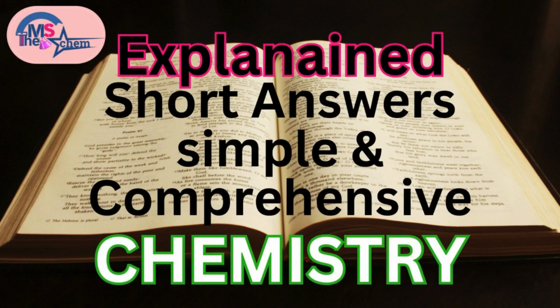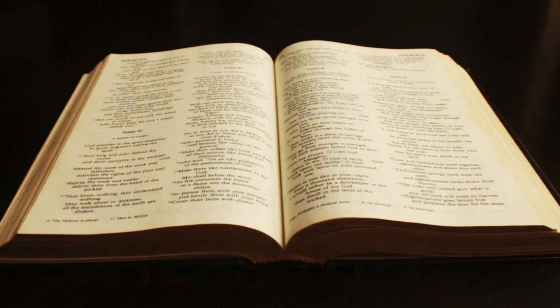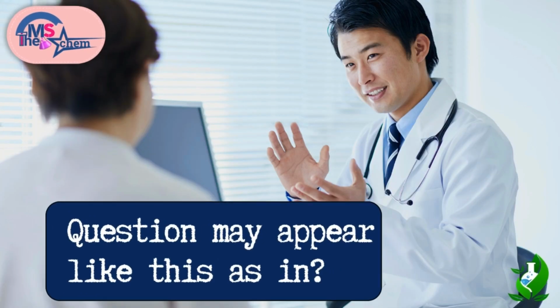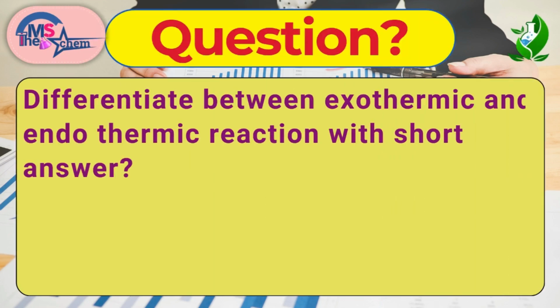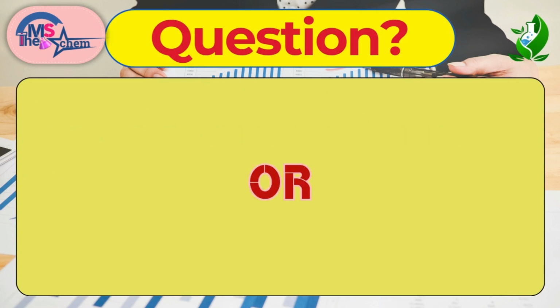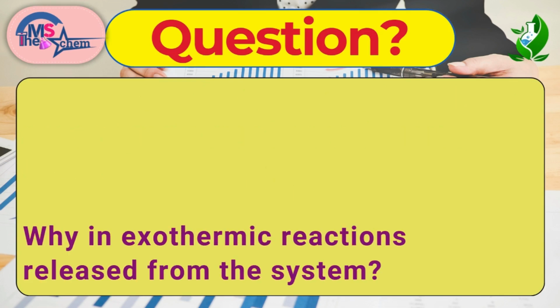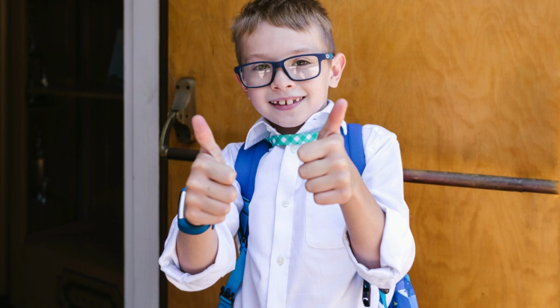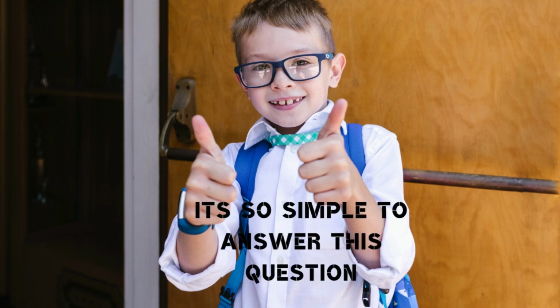Today we will answer a simple question from the thermochemistry chapter. This question may appear like this in past papers. The question is: differentiate between exothermic and endothermic reactions with short answer. This question may appear like this: why in an exothermic reaction is heat released from the system? If you have understood this question, it's so simple to answer.